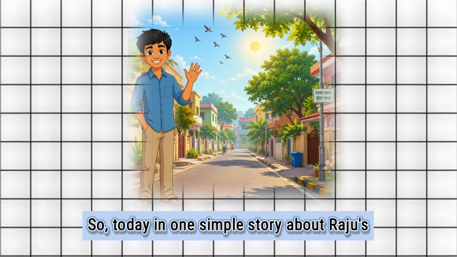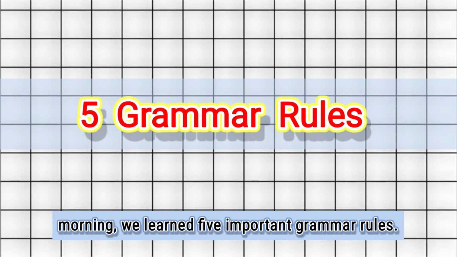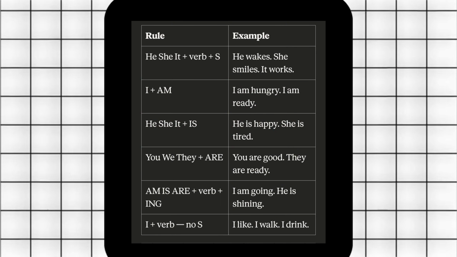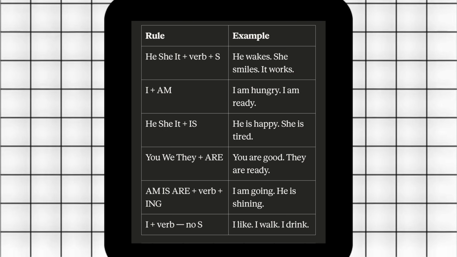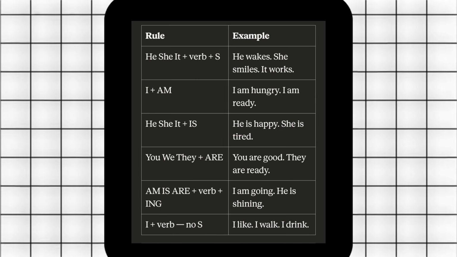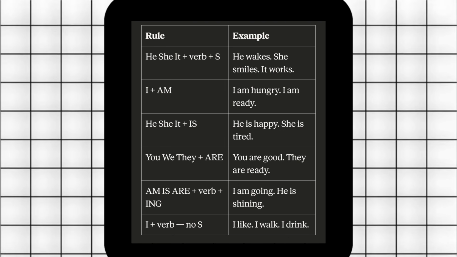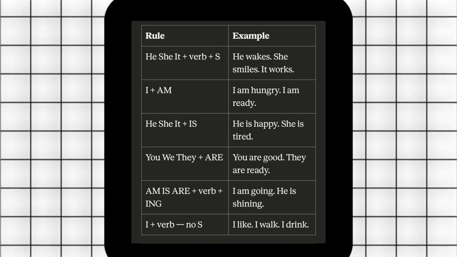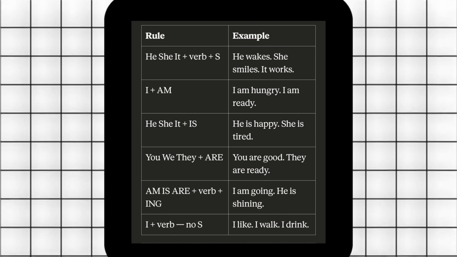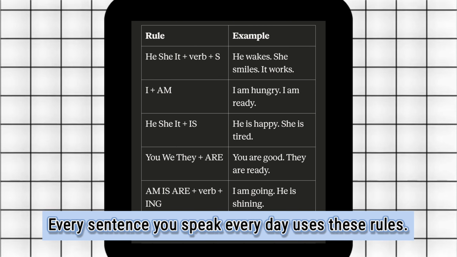So today, in one simple story about Raju's morning, we learned 5 important grammar rules. He, she, it always takes yes. I always uses am. He, she, it always uses is. You, we, they always use are. And when action is happening right now, use am, is, are with ing. These rules are the foundation of English. Every sentence you speak every day uses these rules.